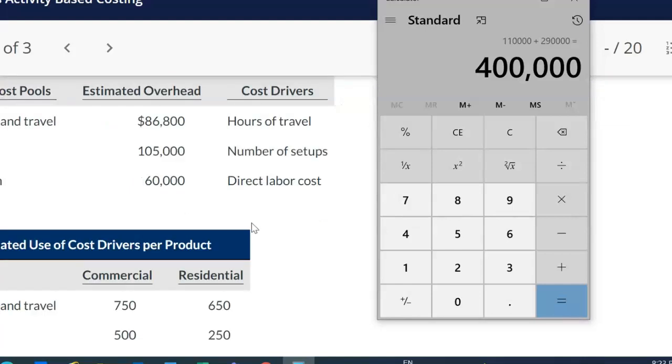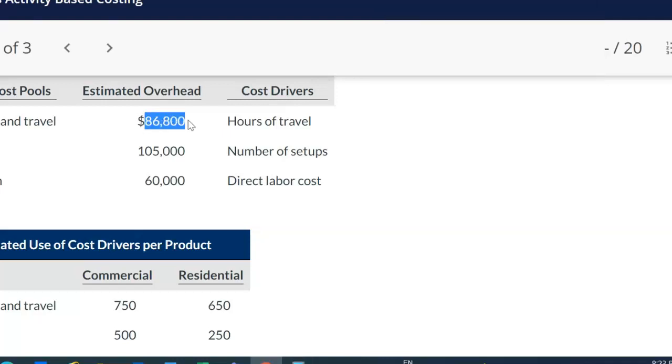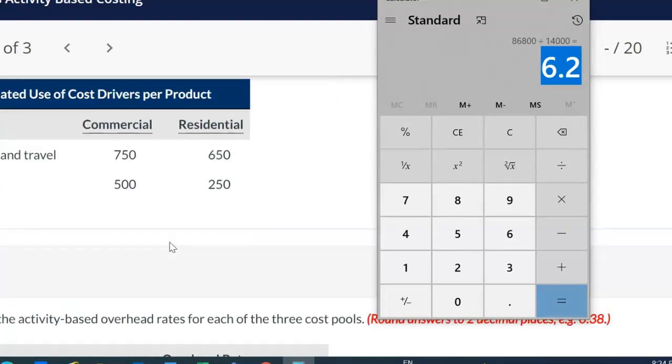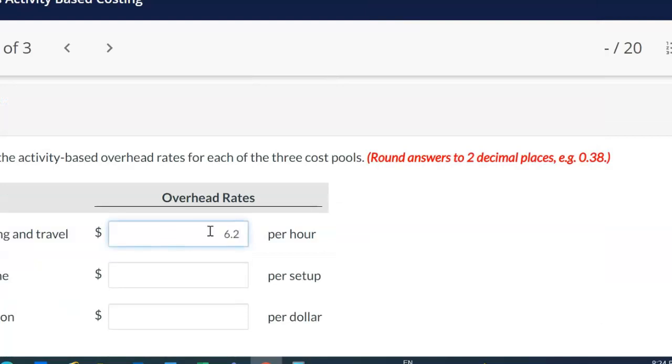You have to add 750 and 650 because you need the number of times it's going to be performed in a year. Then divide it by this? No, it's the opposite. Very good. Now you add 750 and 650, which is what, 1,300? 1,400, right? So the overhead rate per hour is 6.2.